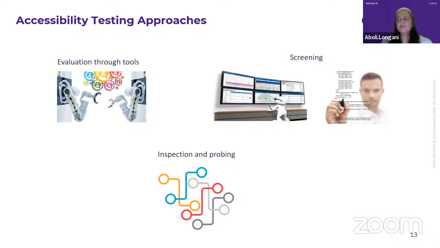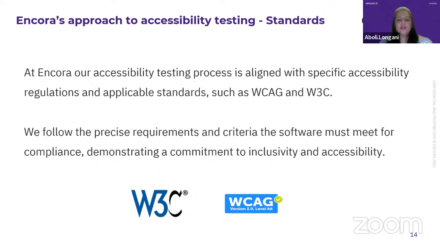Some of the popular evaluation tools I would name are Wave, Axe, and Lighthouse, etc. Now let's talk about Encora's approach to accessibility testing, focusing on the standards that we adhere to. At Encora, we ensure that our accessibility testing process is aligned with established regulations and standards, specifically WCAG and W3C, that is World Wide Web Consortium. This alignment guarantees that our software is accessible to all users, regardless of their disabilities.